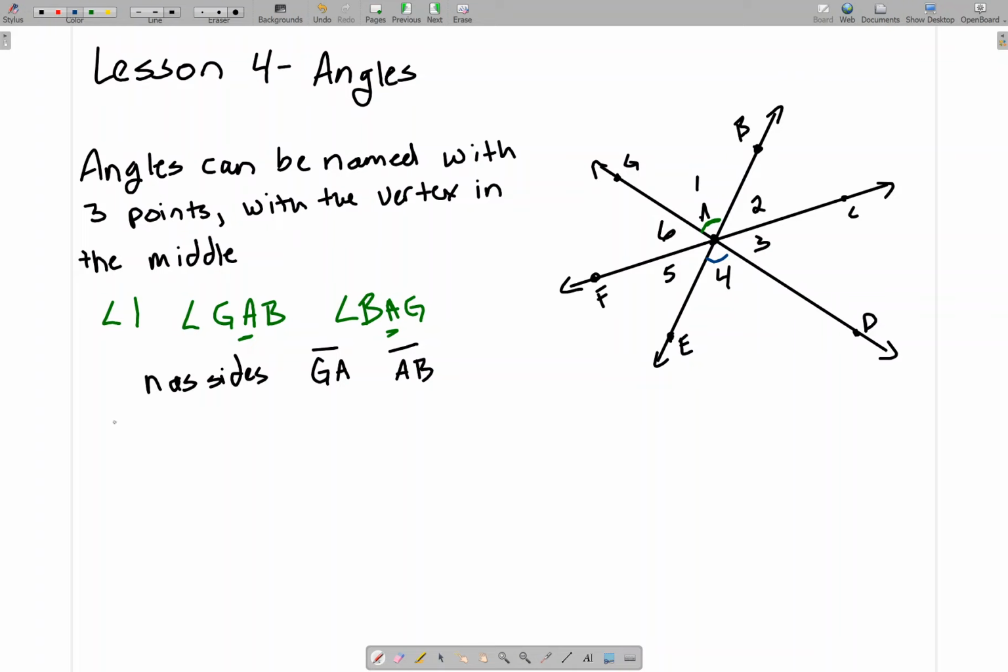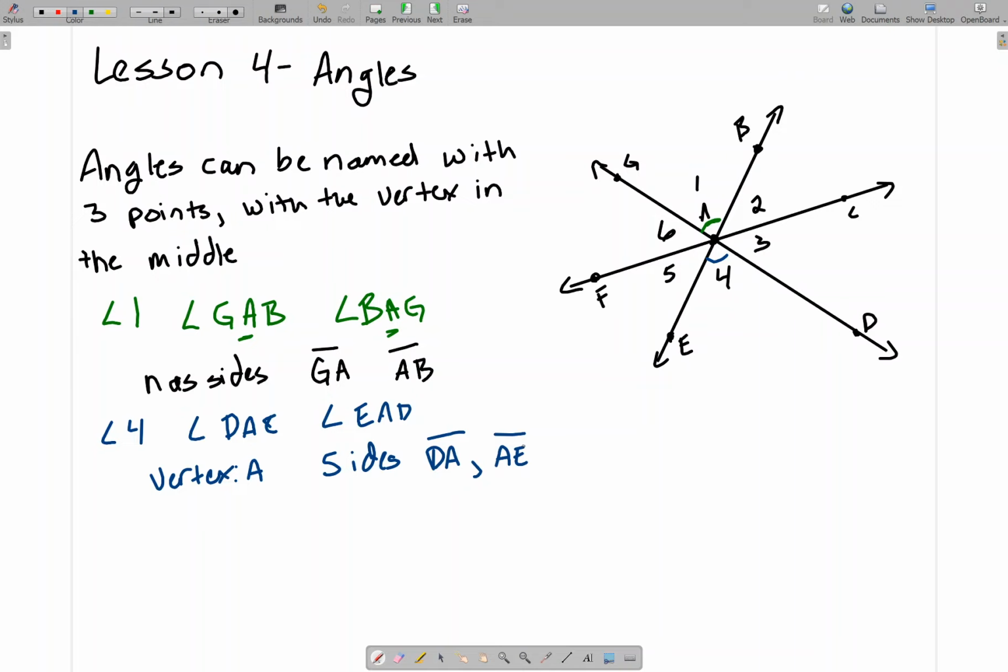Okay, so I could call it angle 4, that's one way. I could call it angle DAE, so D to A to E, or I could call it angle EAD, E to A to D. This has a vertex of A, and it has sides DA and AE. All right. Now, that's kind of the basics of naming angles.